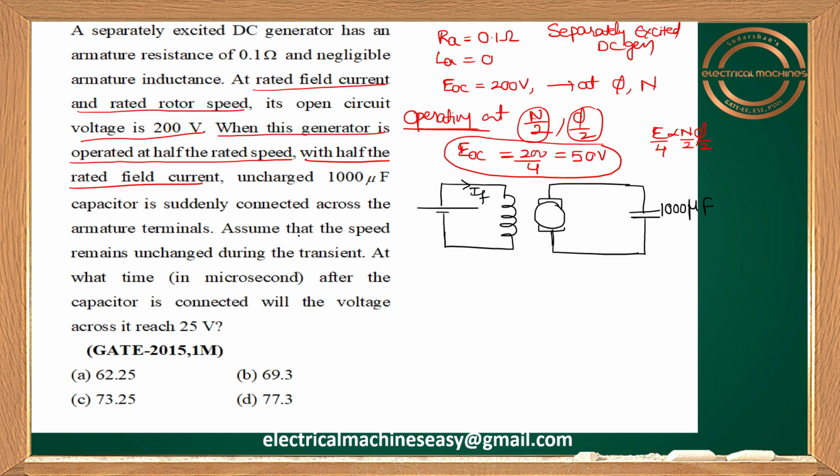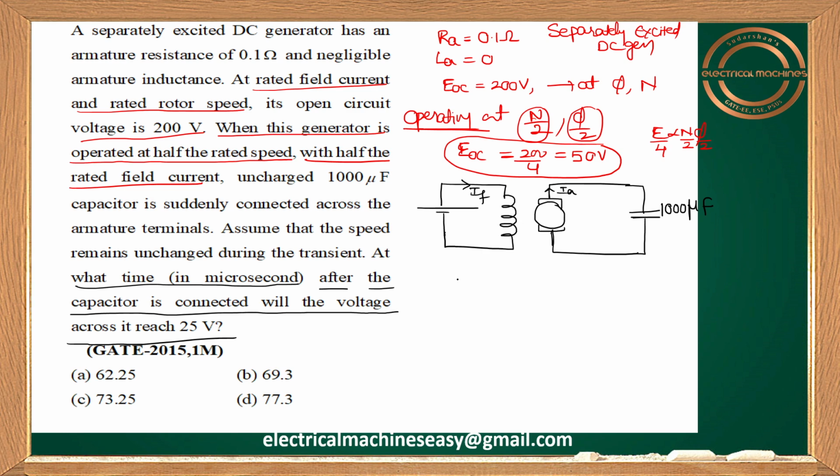Assuming that the speed remains unchanged during the transient, at what time in microseconds after the capacitor is connected will the voltage across it reach 25 volts. He's saying, after how much time does the capacitor voltage become 25 volts. Okay guys, very simple question only, try to understand. For that you need to know one simple thing here.